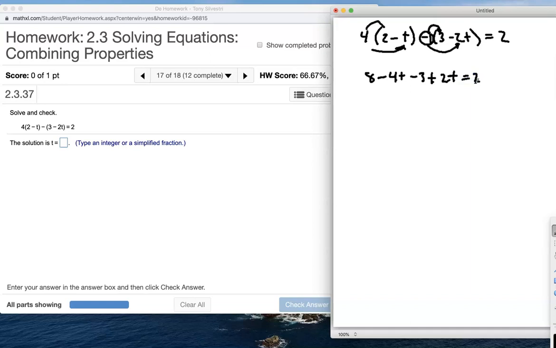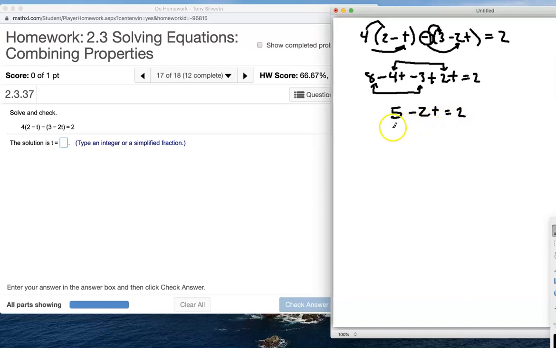Okay. And what do we got left? This looks like a t, but it's a plus sign. These are like terms right over here. They have the same variable on the same side. And actually, these are like terms too. Numbers are like terms. So I'll do 8 minus 3 is 5. I'll do minus 4t plus 2t is minus 2t. Okay, I cleaned up that left side, 2.